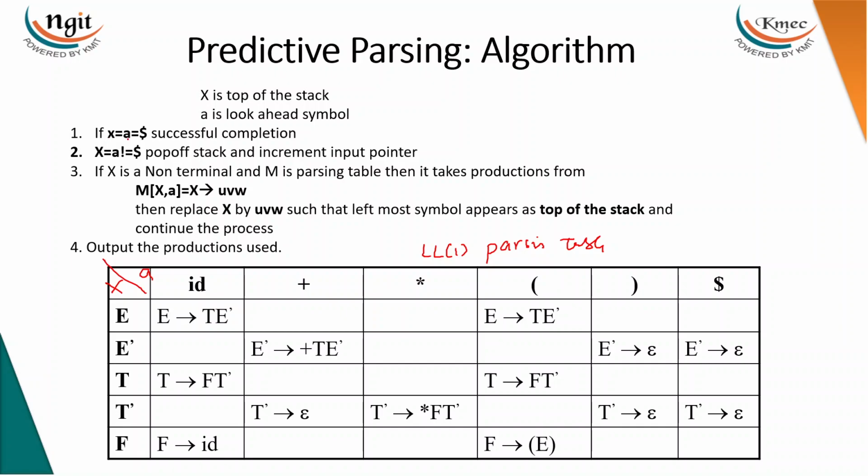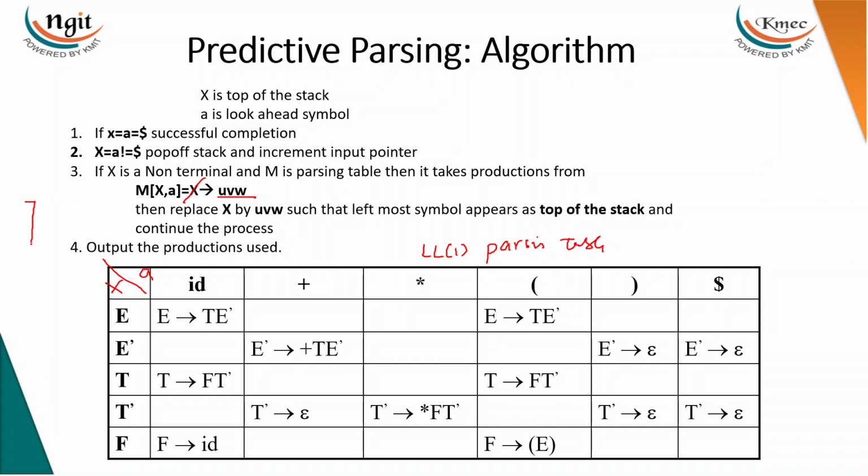So what is the first step? If X equals A equals dollar, it is successful completion. If X equals A but not equal to dollar, pop off the stack and advance the input. If it is not 1 and 2, then in the third step, if M of X comma A is a production, for example E and ID, then we have to replace this X in the stack with UVW such that U occurs as the top of the stack.